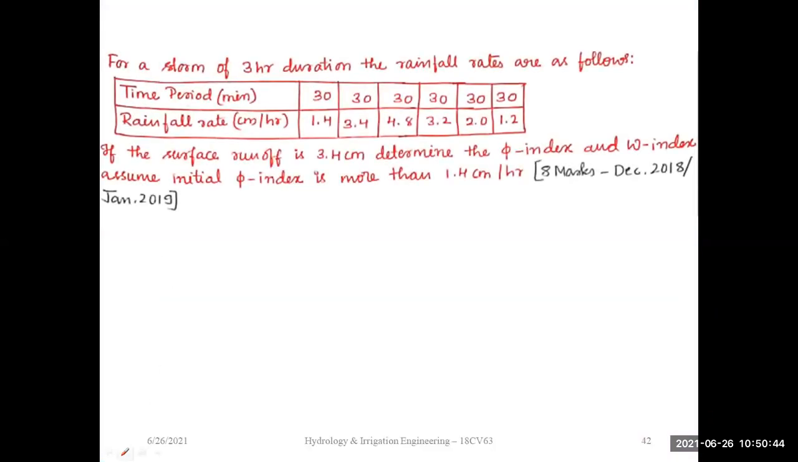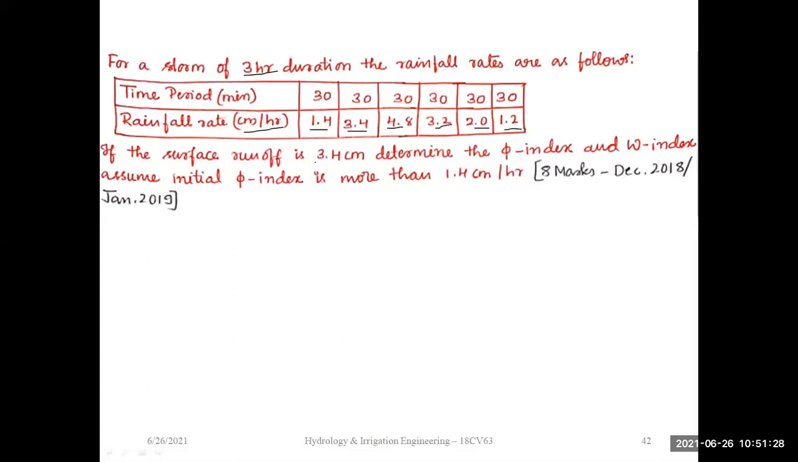So here is a problem. I'll just read out the problem. For a storm of 3-hour duration, the rainfall rates are as follows. They have given the time period as 30-minute intervals, and the rainfall rate in centimeter per hour. For the first 30 minutes it is 1.4, and similarly the next 30 minutes it is 3.4 centimeter per hour, and correspondingly 4.8, 3.2 and 2 centimeter per hour are the rainfall for successive 30-minute intervals of the 3 hours.